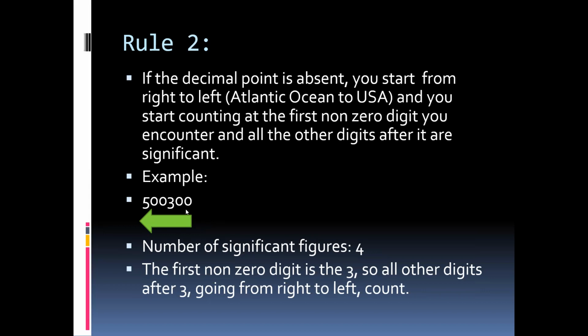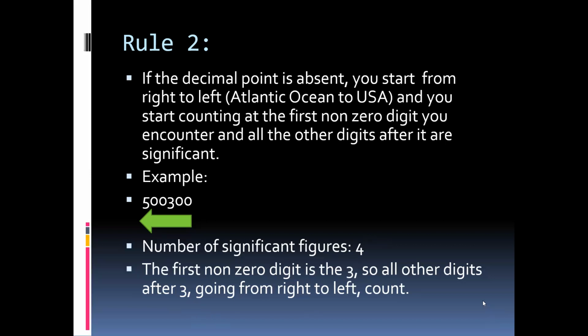So this 0 is not significant, neither is this one. But the first non-zero that we've encountered moving from right to left is this 3. So that means this 3, this 0, and this 5 are significant. That gives us 4. Number of significant figures is 4. To recap, the first non-zero digit we encountered was the 3. And moving right to left, all the others after the 3 are significant.